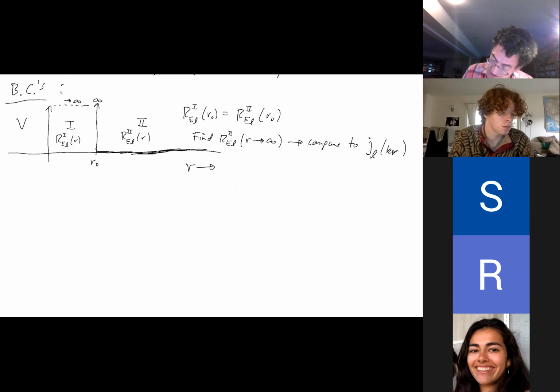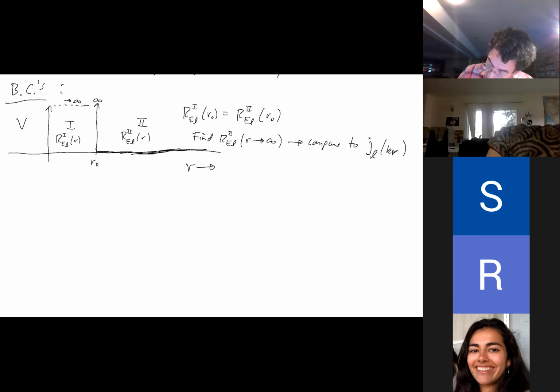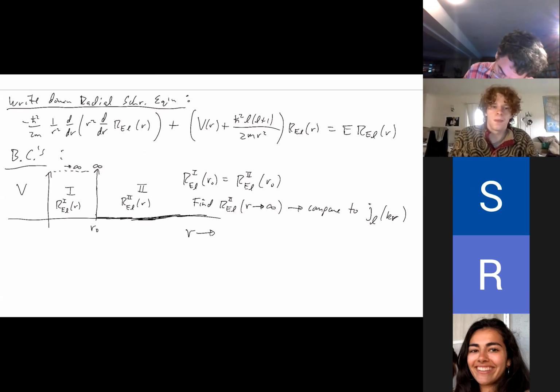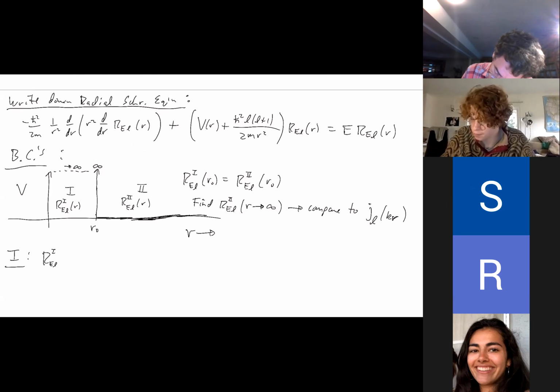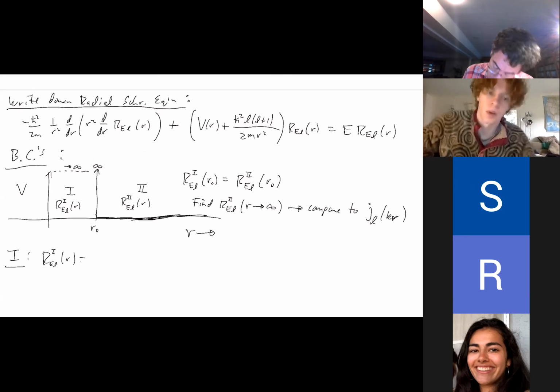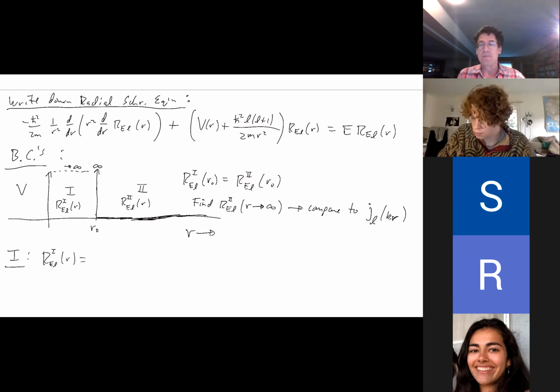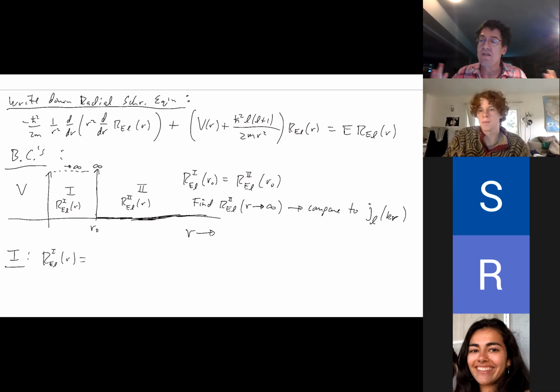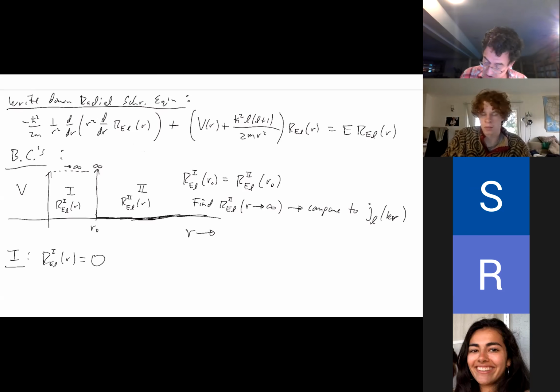Okay, so let's do this. So let's consider these things. In region 1, R_El in region 1 is equal to what? Someone tell me. 0, because the potential is infinite. Exactly. You can't go there. The wave function is 0. It's a no-go zone. That's right. It's 0. Excellent.